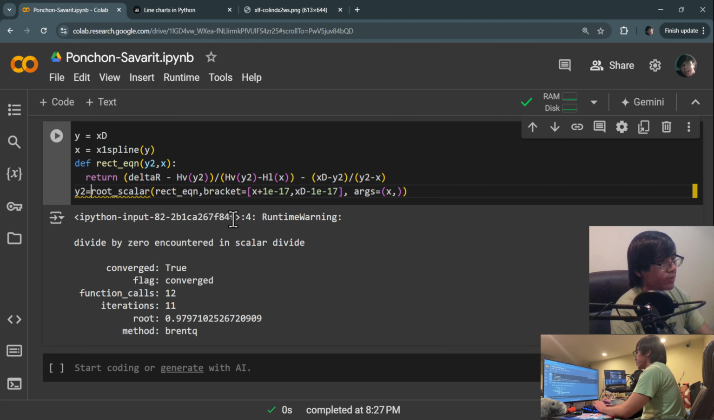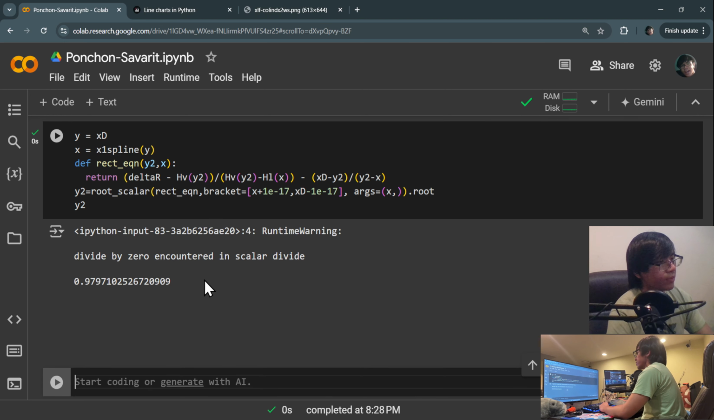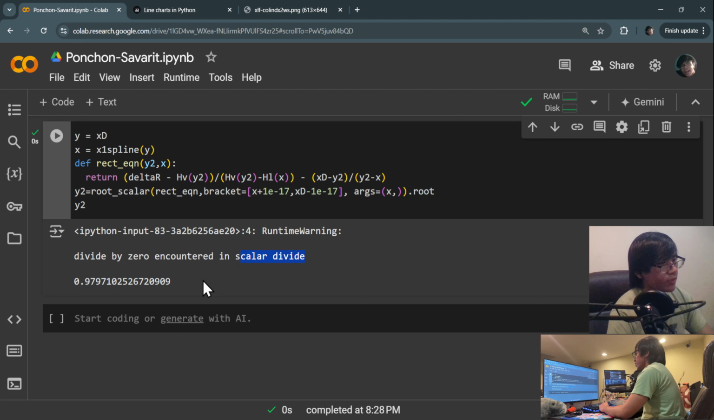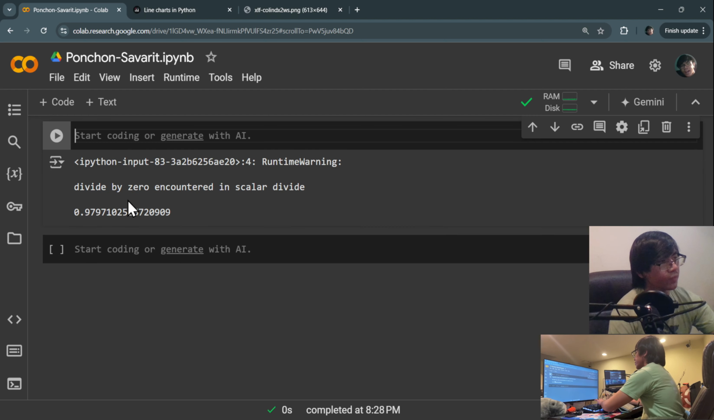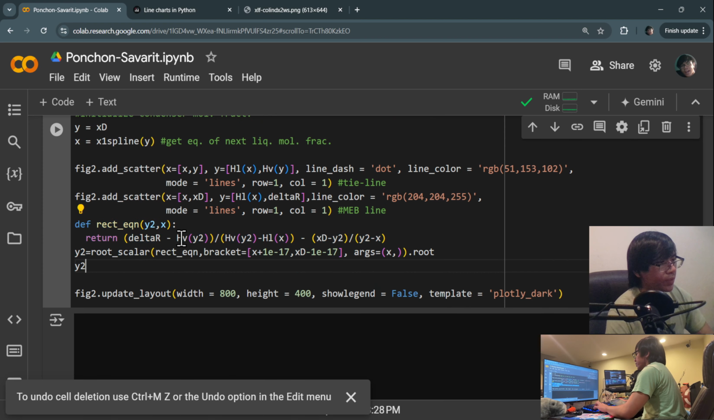Let's see if I do this right. We want the root attribute, dot root, and let's look at it. Awesome. I don't know why it's saying that. Very funny since it worked earlier. Okay. Yeah, I think we just put this all back in. Put this back right here.